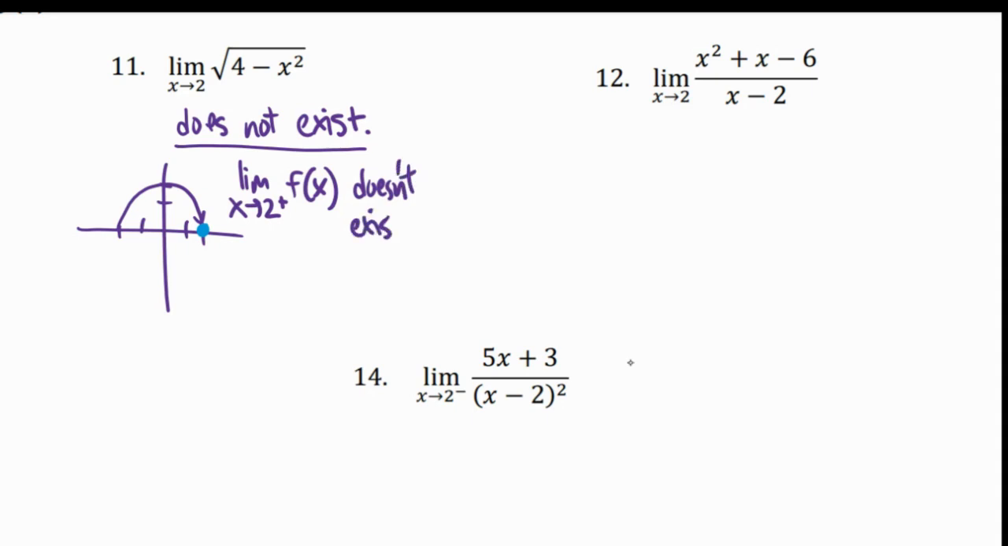If one side doesn't exist, then the entire limit cannot exist. Or if the left and right hand limits do not agree, then the limit does not exist. So if your function is not approaching the same y value on both sides, then the limit does not exist.